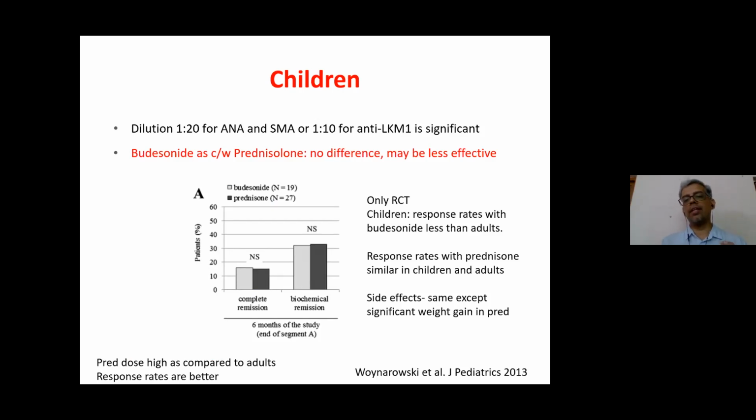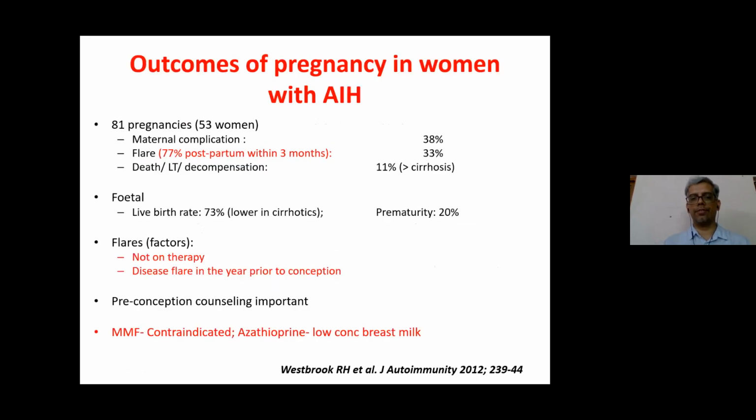Important to say this study is of a small sample size, but this is the only randomized controlled trial we have available. So the data so far suggests that, yes, prednisolone may be better than budesonide in children. Another important difference is that the prednisolone doses in children are a little higher than those required in adults, and response rates are also better in children.